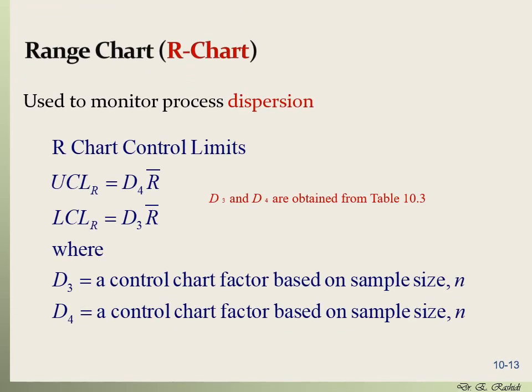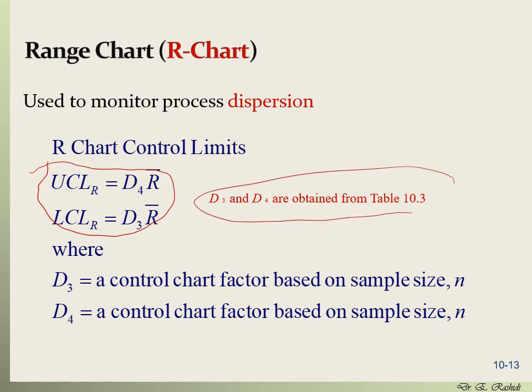The next control charts for variables are range charts or R charts, R bar charts. R charts are used to monitor process dispersion, process scatter. They are sensitive to changes in process dispersion. The R chart control limits can be computed using these two formulas here. The upper control limit is D4 multiplied by R bar, and the lower control limit is equal to D3 multiplied by R bar. D3 and D4 can be found on the table that we have, table 10.3. And these values depend on the number of observations in each sample, n.